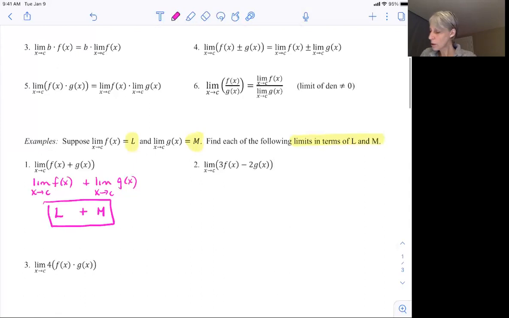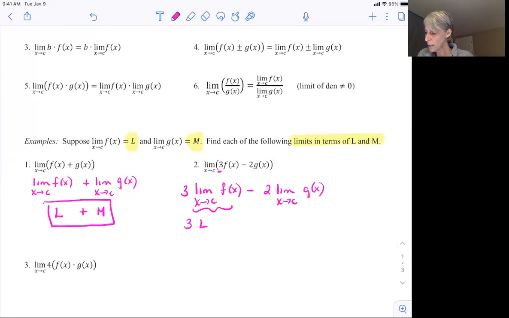Using that same approach, the limit as x approaches c, now I have 3 times f of x, so I'm just going to bring this 3 out front. And I'm going to bring that 3 out front, and that 2. Now I have 3 times L minus 2 times the limit times M. Again, we're just applying our properties.